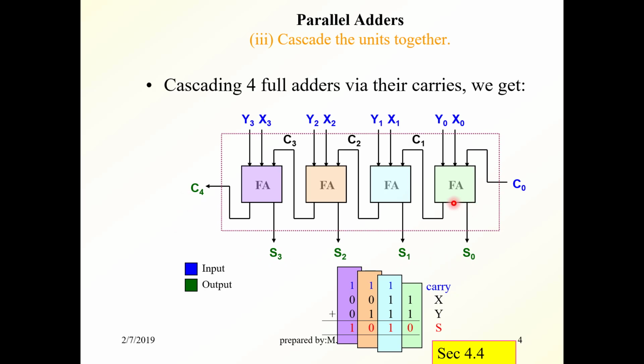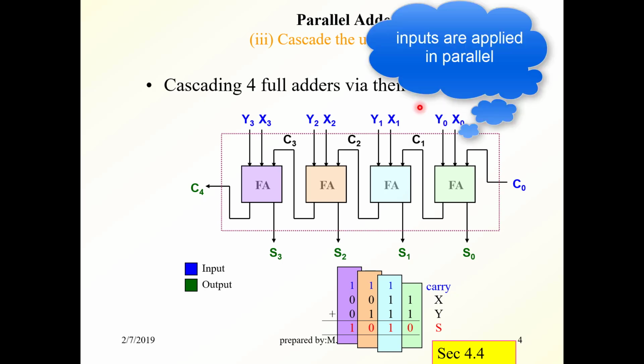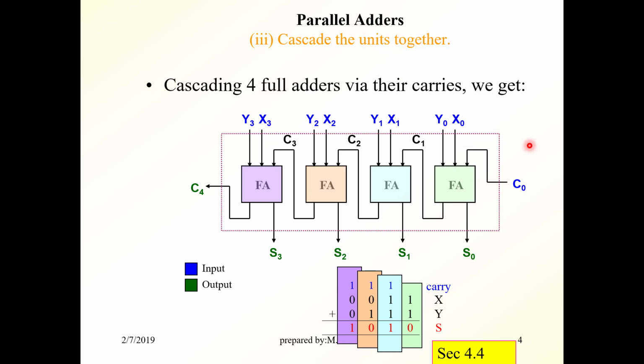Note that the carry propagated through the cascading full adders, from one full adder to the other. Also note that the two inputs, the 4-bit X and 4-bit Y, are applied to the inputs. That's why it's called a parallel adder, because it adds all the bits together in parallel. This is also called a ripple carry adder because of the propagation of the carry from one full adder to the other.